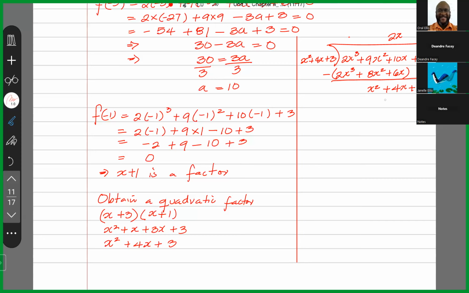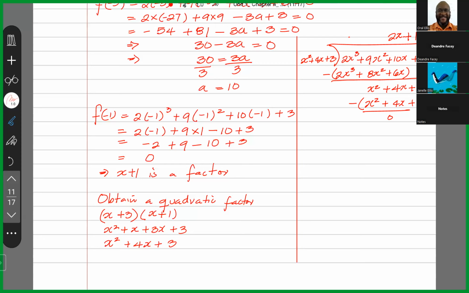Now, x squared into x squared is 1. So let's multiply everything in the divisor by 1. 1 times x squared is x squared. 1 times 4x is 4x. 1 times 3 is 3. You subtract and you get 0. Anytime you reach a point where you subtract and your remainder is 0, it means that you're finished with the division. And what we have just seen is that x squared plus 4x plus 3, the quadratic factor, goes into the cubic expression 2x plus 1 times.